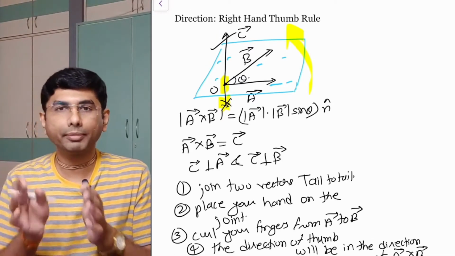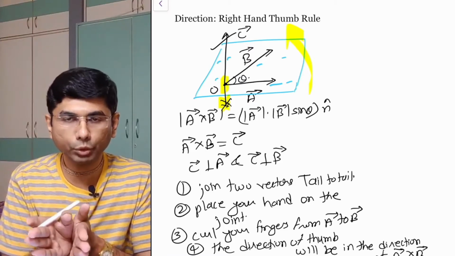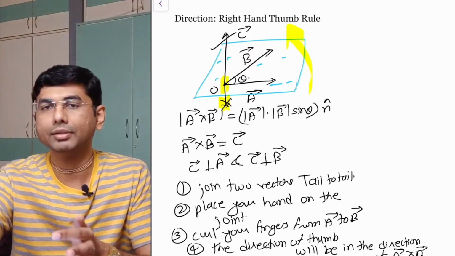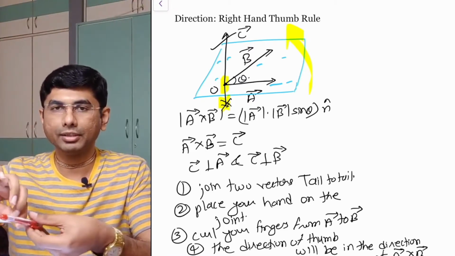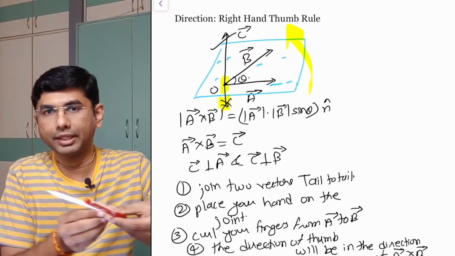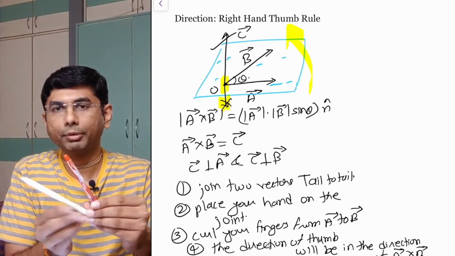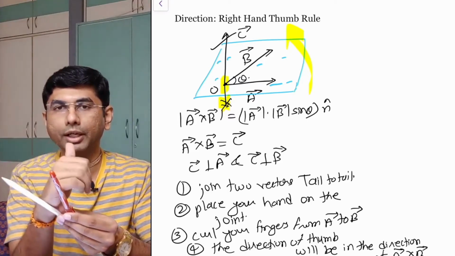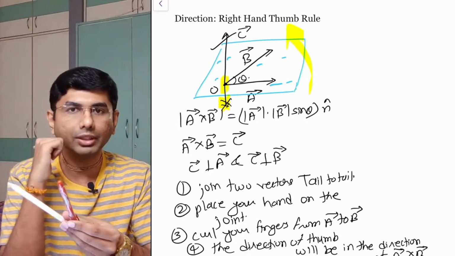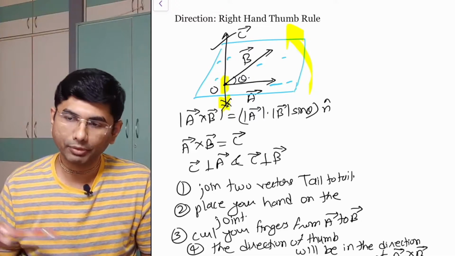These are the steps. What do we have to do first? We have to first place these two vectors together, connected tail to tail. First just connect them tail to tail, and then from one vector to another vector, you have to curl your fingers. Whichever direction the thumb is going, that's the direction of our C vector.